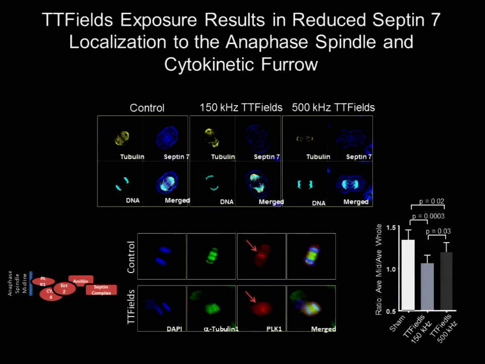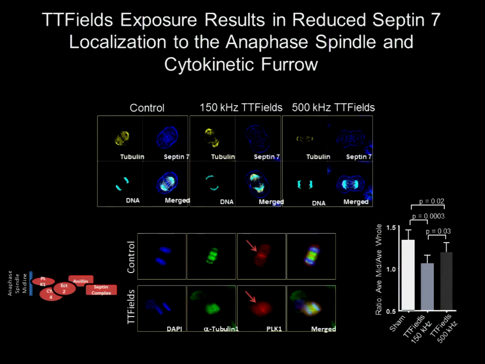Interestingly, at 500 kilohertz, which is not a killing frequency, you only get a partial disruption. And we quantified this, and we actually show that this is a significant decrease in localization, but it's not as much of a decrease in localization as you see with the killing field. So this correlates nicely with the ability of TTFields to kill cells.